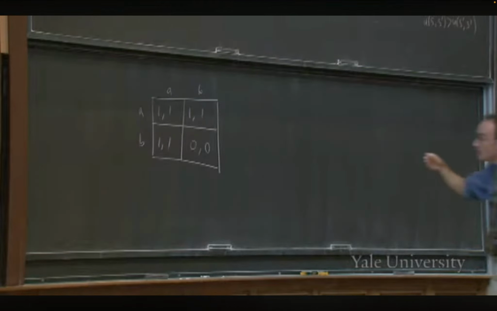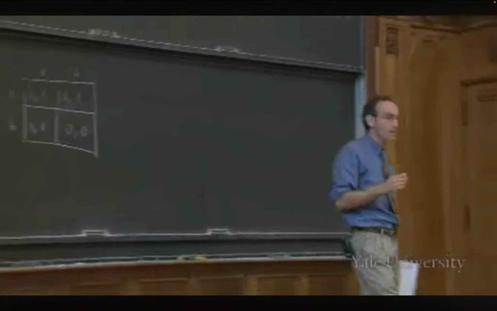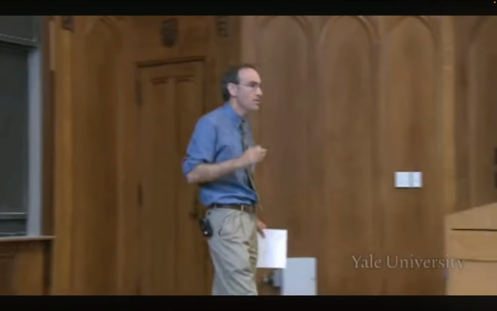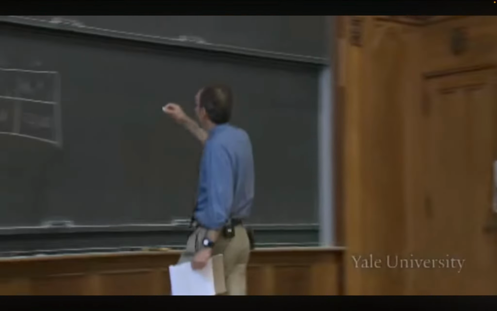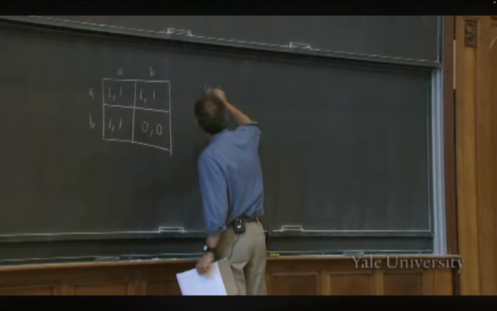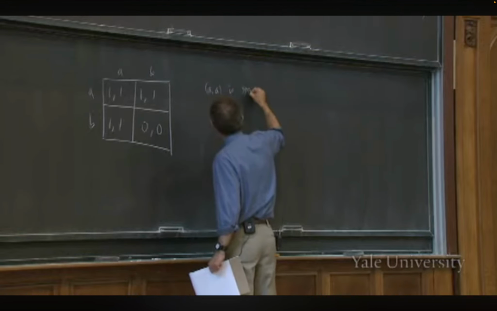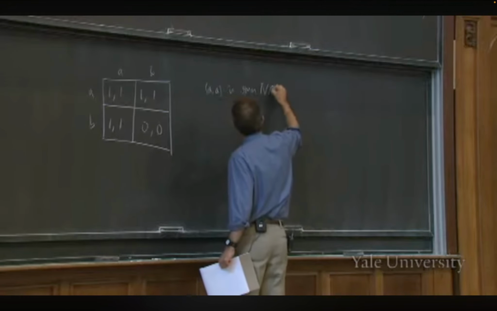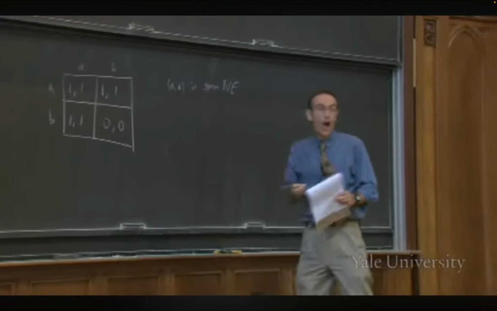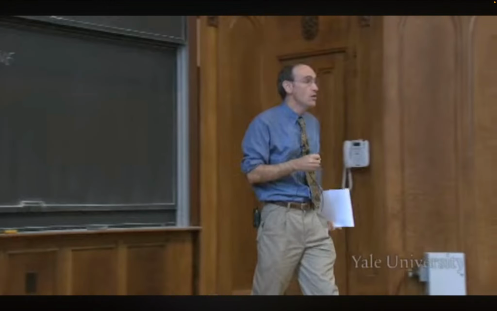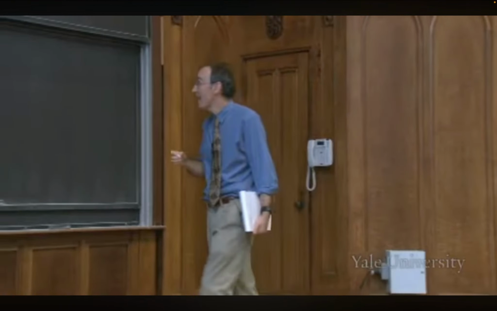So no prizes for finding the symmetric Nash equilibrium in this game. Shout it out. What's the symmetric Nash equilibrium in this game? AA. Okay, so AA is a symmetric Nash equilibrium. That's easy to check. So really the only candidate for an evolutionarily stable strategy here is A.